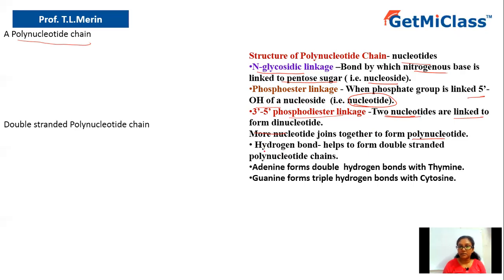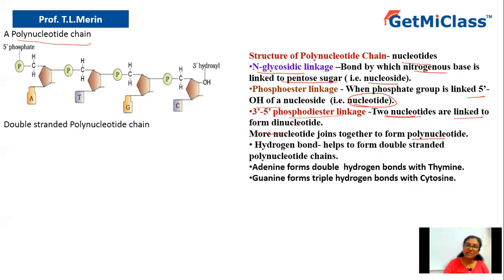Now, hydrogen bonds. Hydrogen bonds help to form a double-stranded polynucleotide, because you know that in case of DNA, it is double-stranded. And how are these double strands formed? One polynucleotide and another polynucleotide. In between them, the nitrogen bases will be towards the inside, and they will bind with hydrogen bonds.